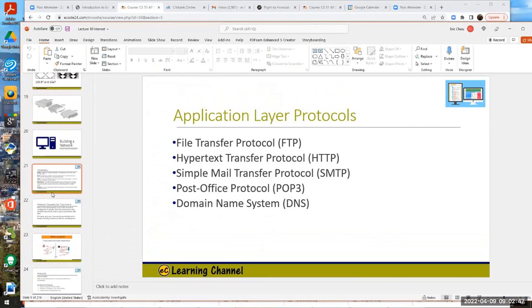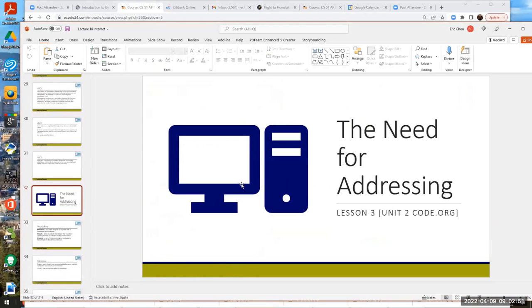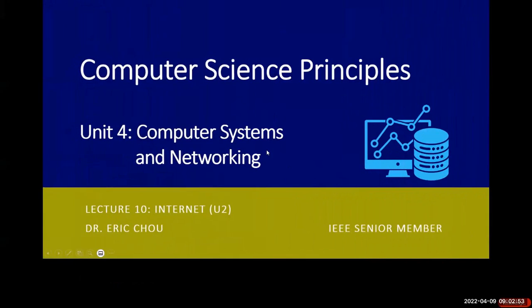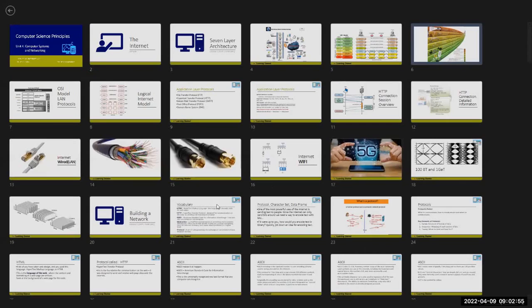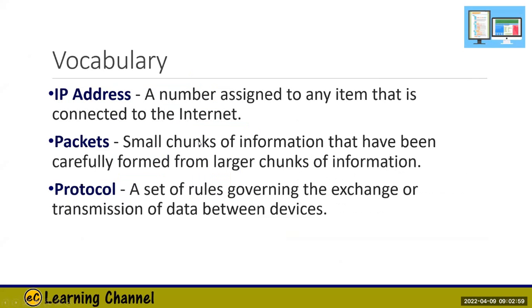So this portion is what we will get started. Here we finish building the network. This time we get started from the need for the IP address. Basically, an IP address is a number assigned to any item that's connected to the internet. And this one is in the third layer, called the IP layer, the network layer. And the fourth layer is called the transport layer.